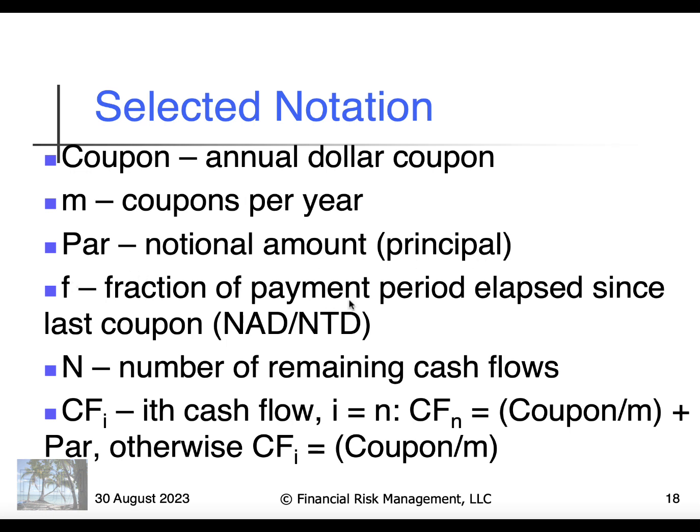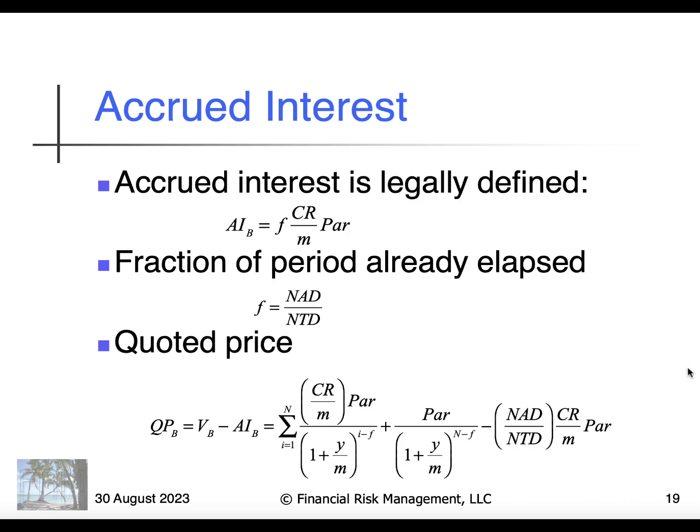F is the fraction of the payment period elapsed since the last coupon. This fraction is used in calculating the accrued interest. Remember, U.S. Treasury bonds are quoted without accrued interest. CF sub i is the ith cash flow, which is basically the coupon divided by M, the coupon each period. The very last cash flow includes the return of par. Otherwise, it's just the coupon divided by the number of periods, which in this case would be 2.